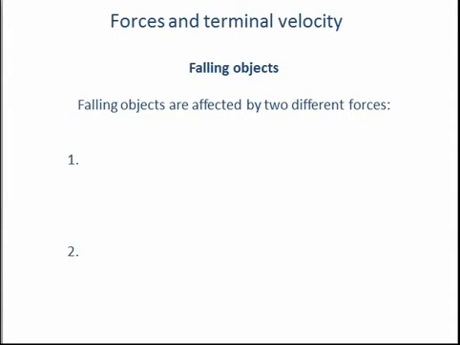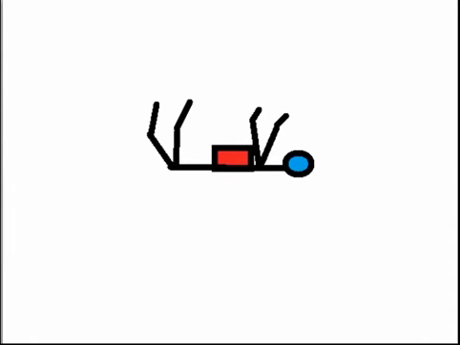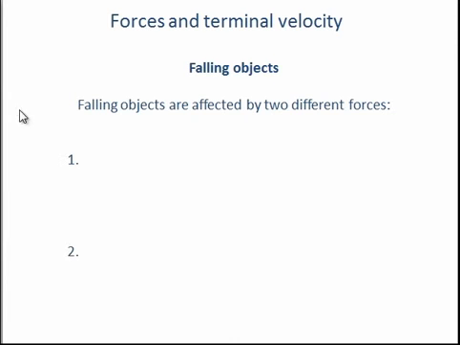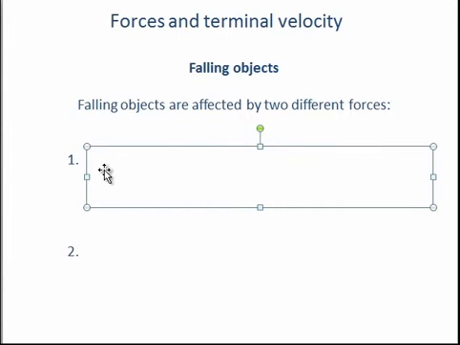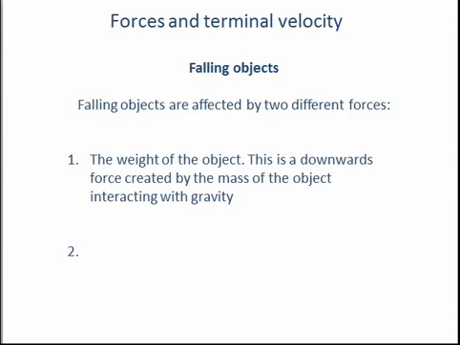So in this video we're going to be looking at the AQA GCSE additional physics topic of forces and terminal velocity. To start with, we're going to think about falling objects, and my example here is a base jumper who's just jumped off a building before he opens his parachute. And he is affected by two different forces, the first of which is weight.